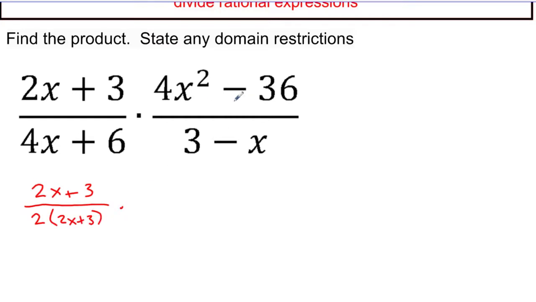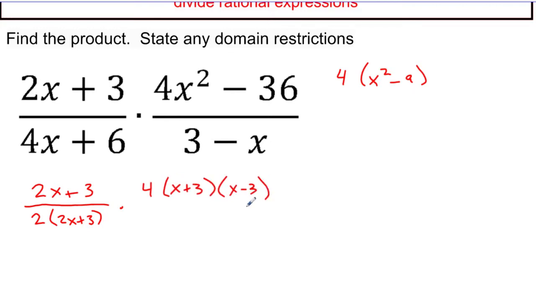Okay, and this 4x squared minus 36 actually has 2 steps of factoring. I see a GCF to start. We always check for that first. And it looks like that turns into 4 times x squared minus 9. And then x squared minus 9 is a difference of 2 perfect squares, so I'm going to factor it one more time. So this turns into 4, x plus 3, and x minus 3.